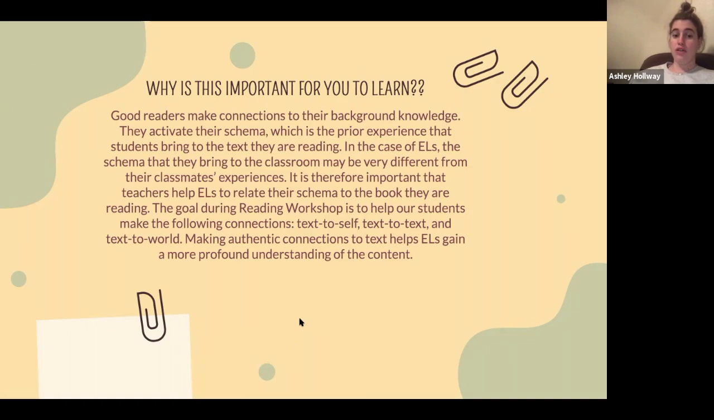The goal during reading workshop is to help our students make the following connections: text to self, text to text, and text to world. Making authentic connections to text helps ELs gain a more profound understanding of the content. So overall, you are gaining understanding, you're learning comprehension, you're becoming a good reader because these connections are something that you're able to relate to, so that you're better able to understand, and that you're just more involved with the content being shared.